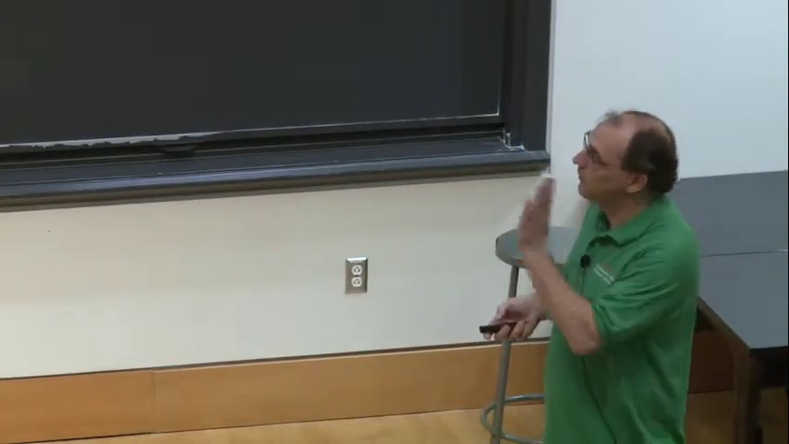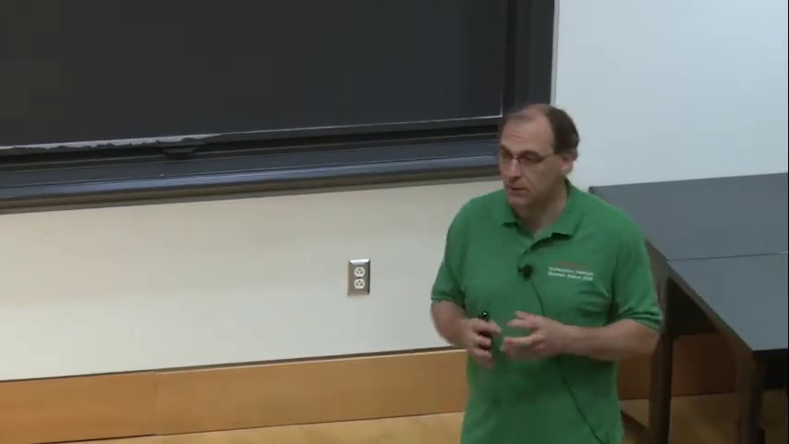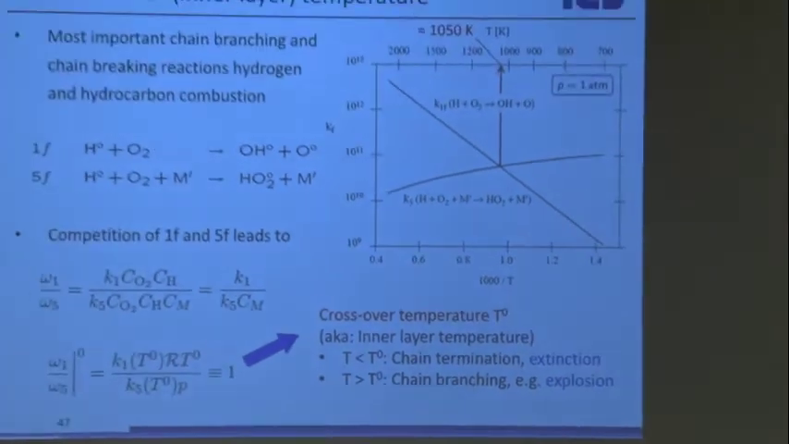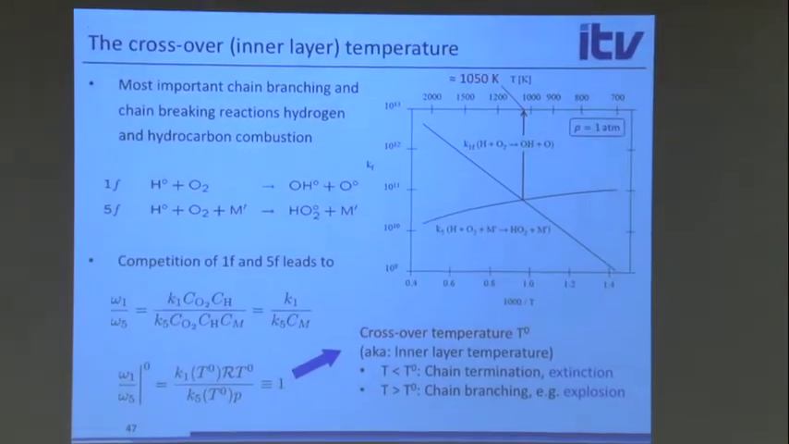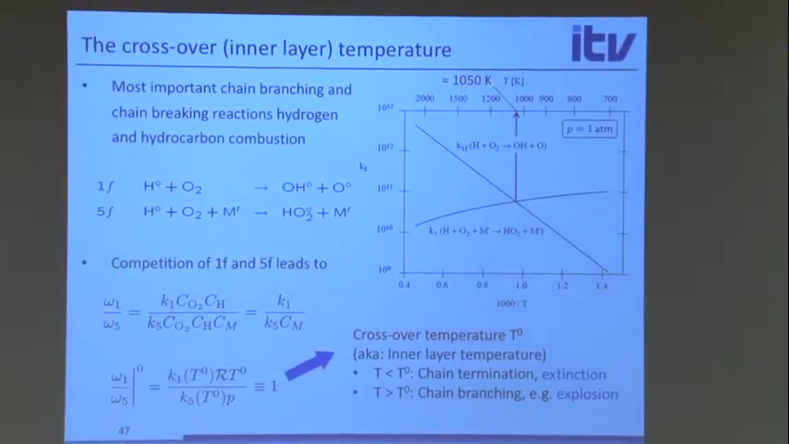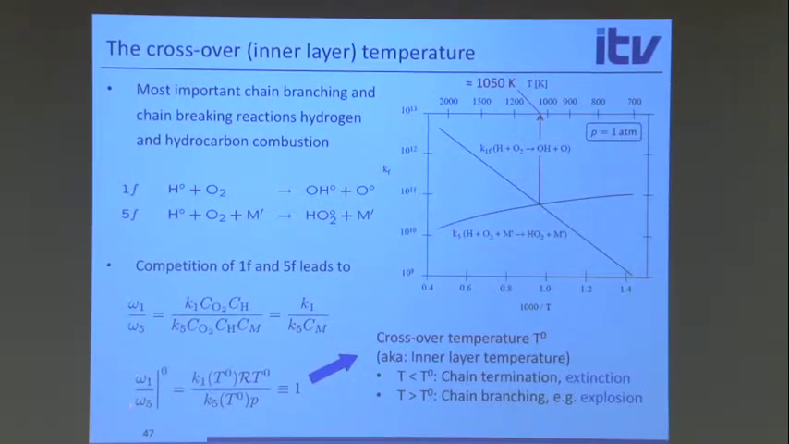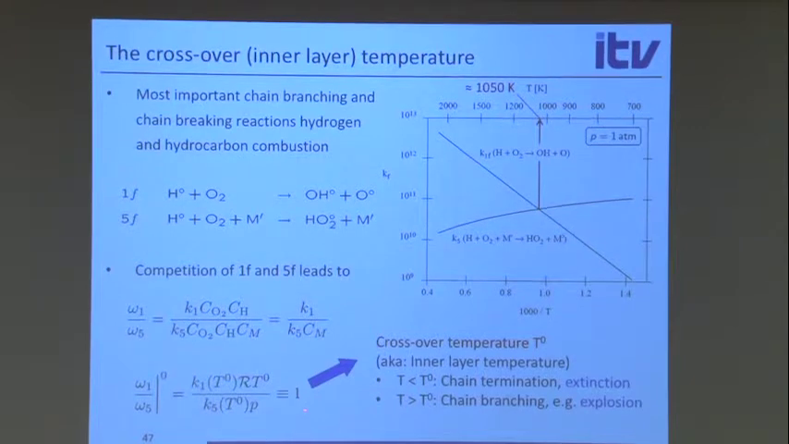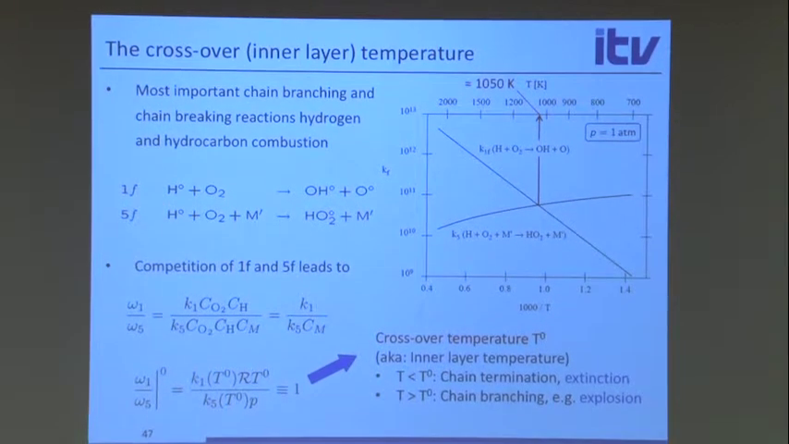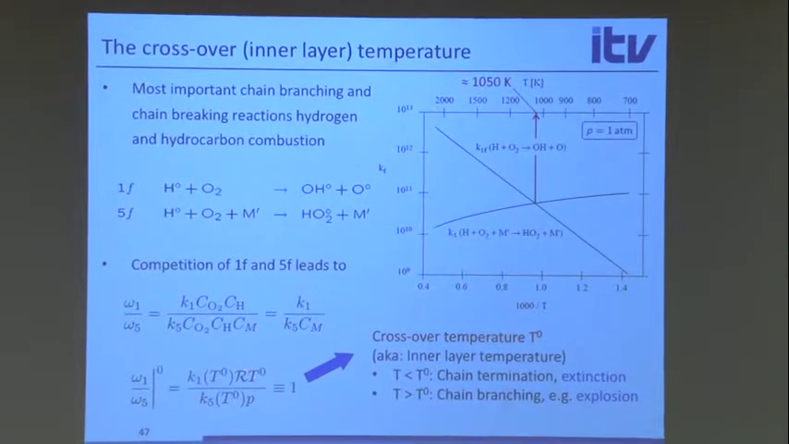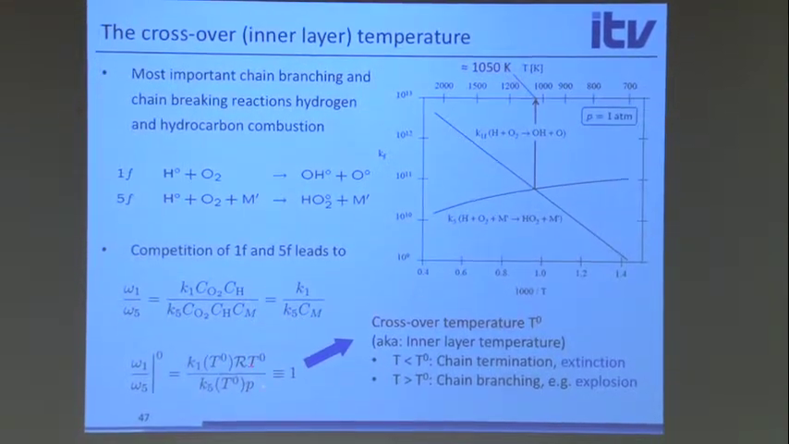And this similar thing is also true, for example, for the explosion limits for hydrogen. And maybe you talked about this in Professor Pilling's class, where you also have a competition of these two reactions. So we said we can do this mathematically. If this ratio is equal to 1, then we say that is the crossover temperature. Above that temperature, you have chain branching. Below that temperature, you have chain breaking.